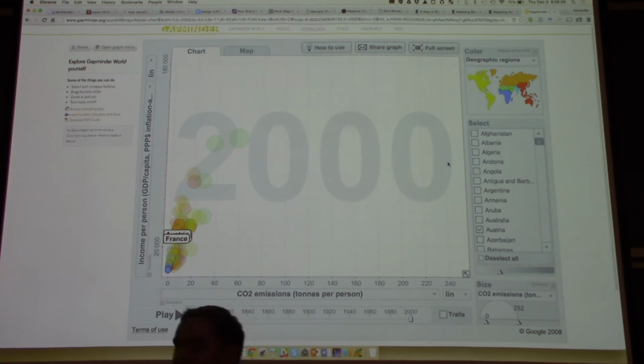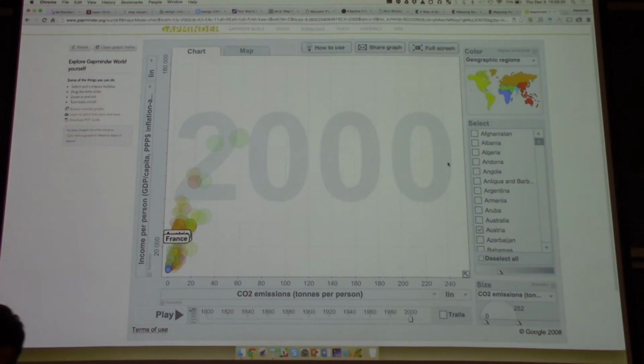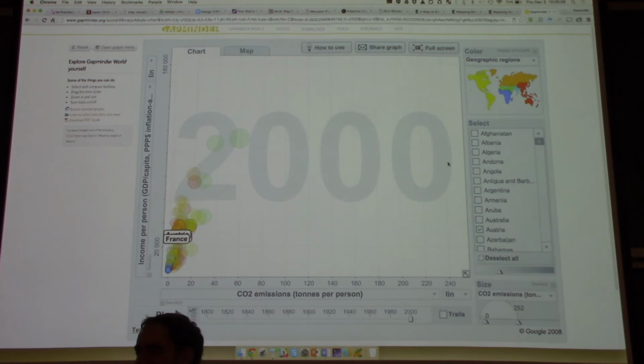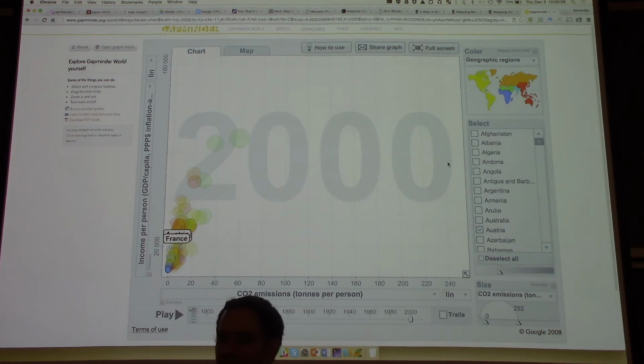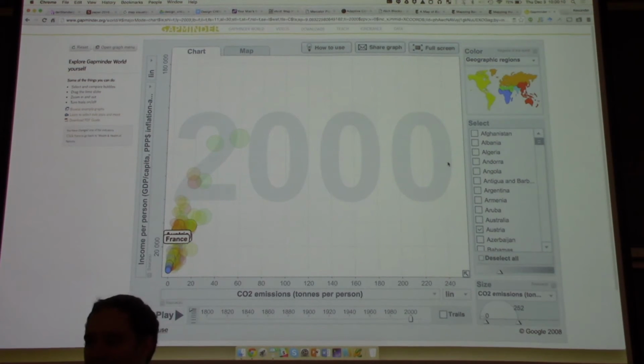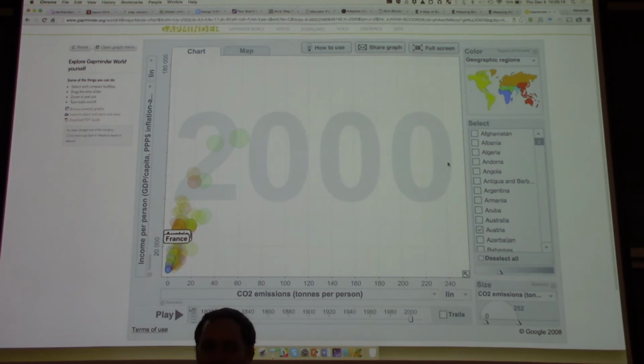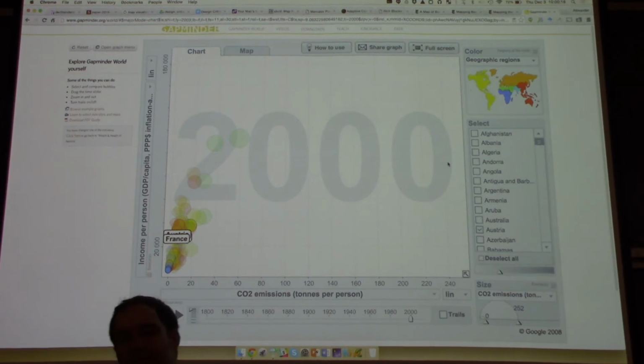So what do you think generally about this visualization? It's good. It invites you to play around with the data set. There are a lot of different things you can see. It gives you a lot of control over the variables you see, how you display them, and ways to animate them. Yeah. Other opinions?